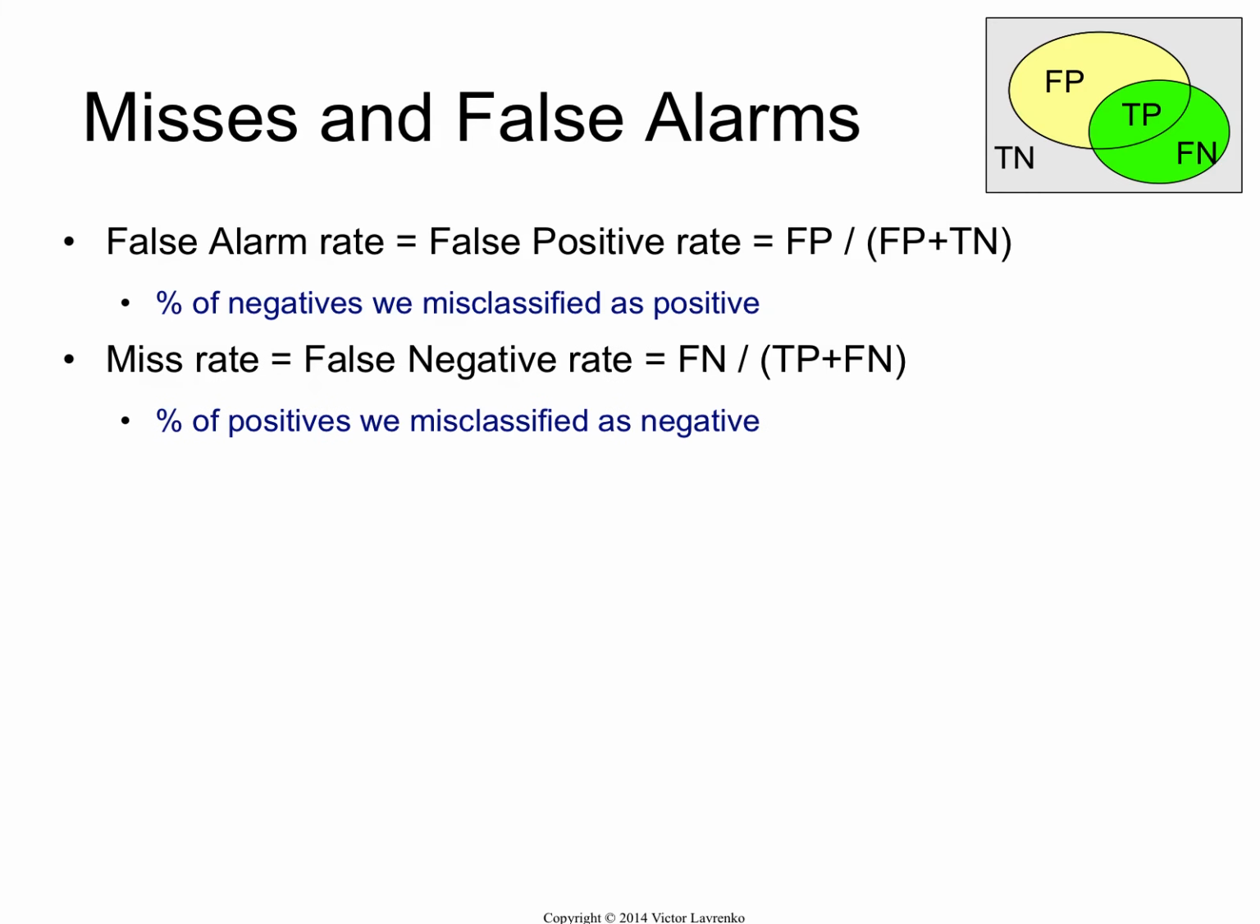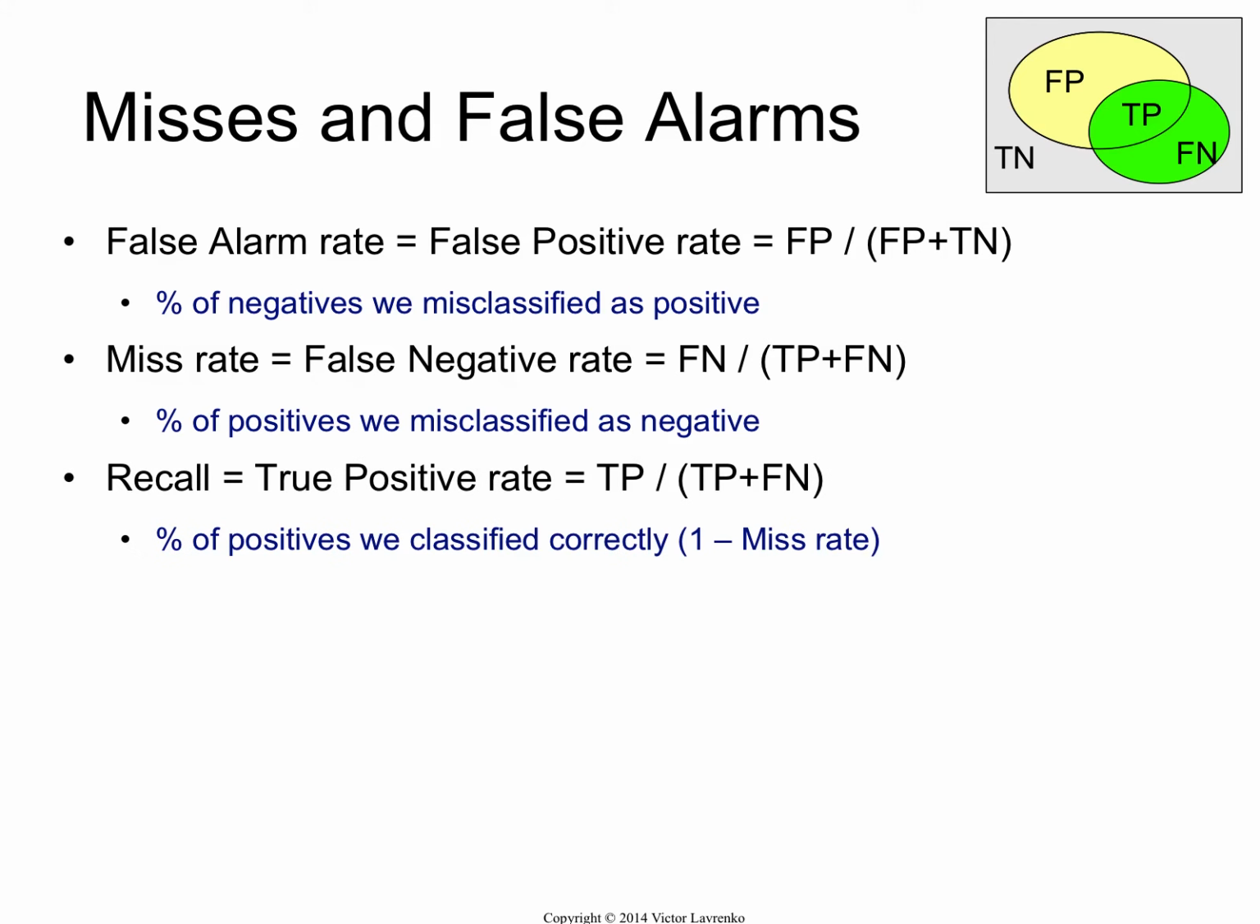A miss rate is a complement of that. So it's the percent of positives that we incorrectly misclassify as negatives. So out of all positives that we have in the system, that's the true positives plus the false negatives, how many of them did we get wrong? That's the false negatives out of all the positives. It's known as the miss rate or the false negative rate.